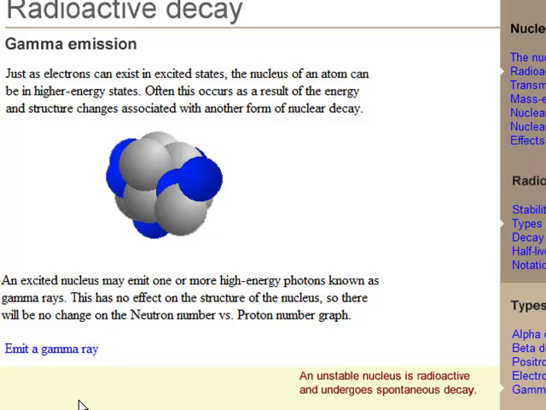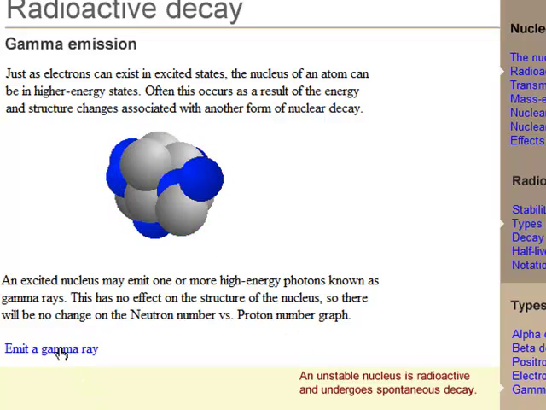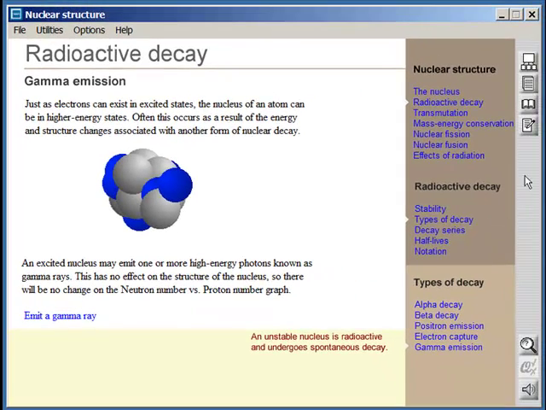Nuclei have quantized energy level structure, but the energies involved are many orders of magnitude greater than the energies of valence electrons. When a nucleus undergoes such a transition, the energy has a very short wavelength and lies in the gamma radiation range.